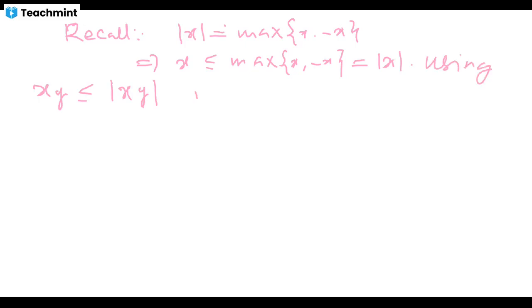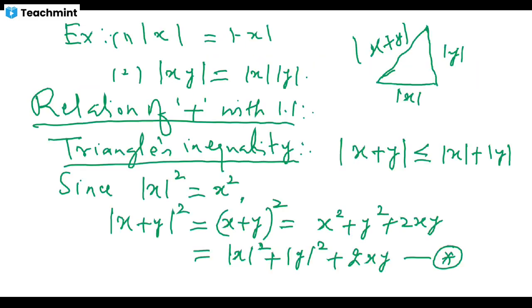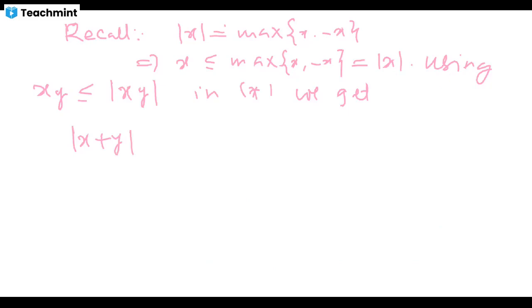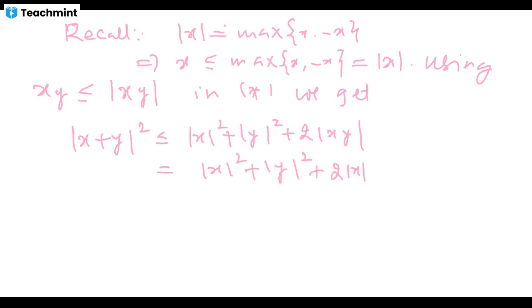Using this in the previous equation, which I have named star, we get mod of x plus y squared is less than or equal to mod x squared plus mod y squared plus 2 times mod xy. Again, using the property that mod of xy is the product of mod x and mod y, it is equal to mod x squared plus mod y squared plus 2 times mod x into mod y. And now it is the expansion of mod x plus mod y whole squared.